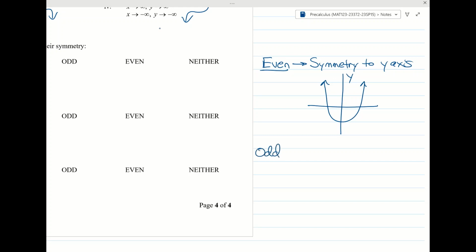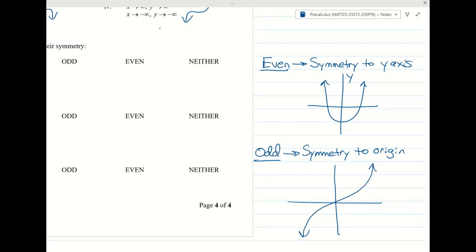Odd means that there's symmetry to what's called the origin. The origin is the point 0, 0. And whenever you have a graph that's symmetric to the origin, it's going to look kind of like this. And there's a test to figure out if it's even, odd, or neither, and it's really an easy test.